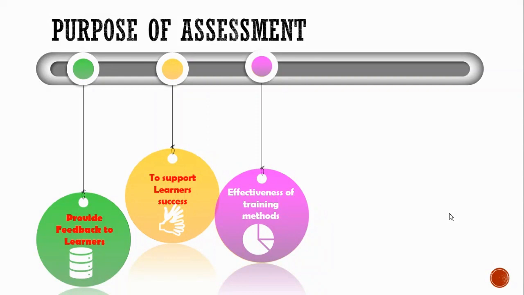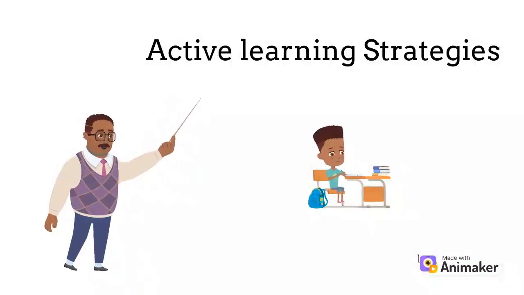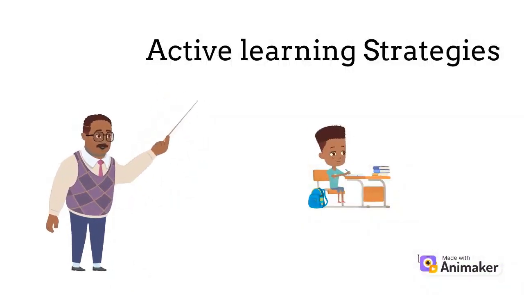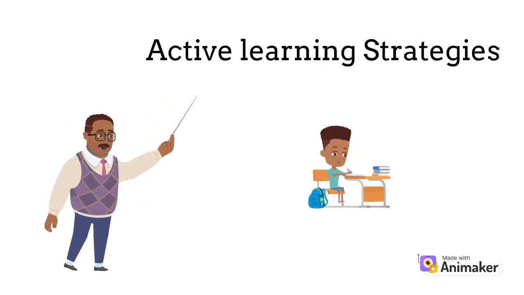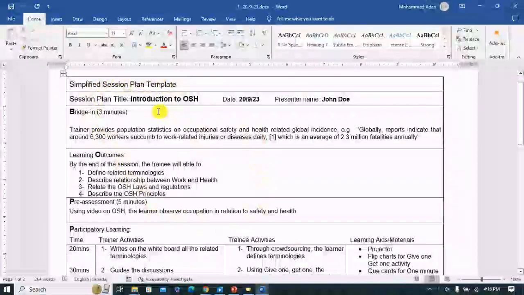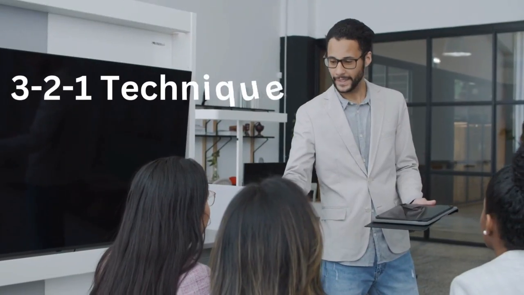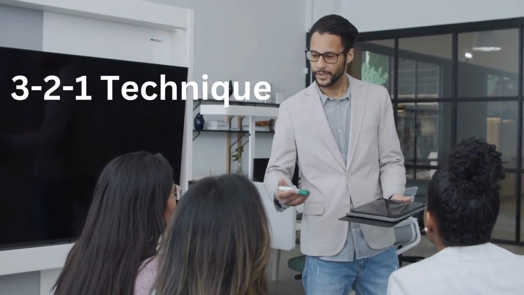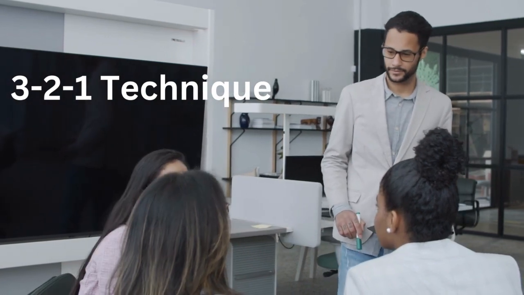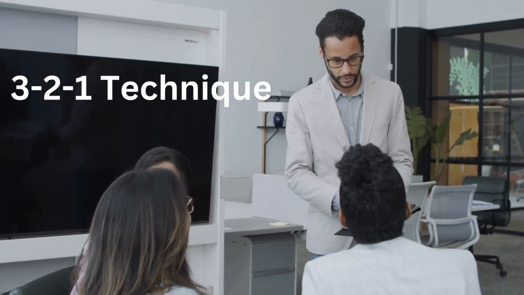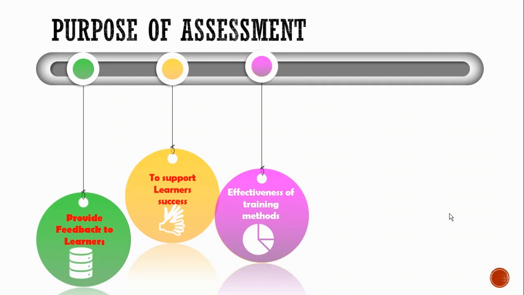Another purpose of assessment is to measure the effectiveness of our training method, especially as trainers. So you can measure the training methodology that you plan in your session plans and learning plans, so that you're able to ensure that the training methods we are using are effective. So what does this mean? Effectiveness of training method means determining how well a training program achieves its learning objectives.